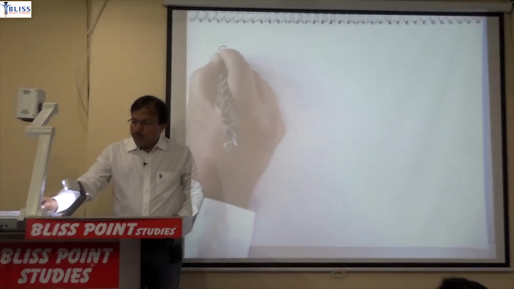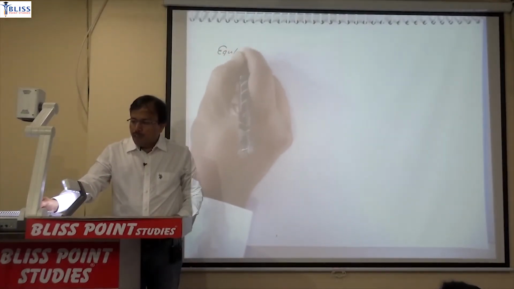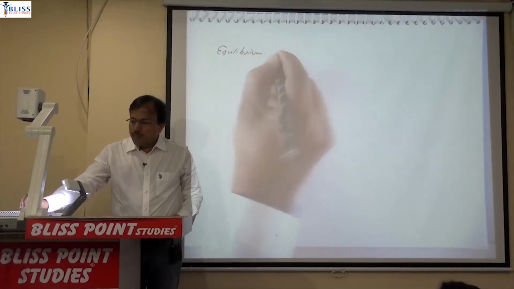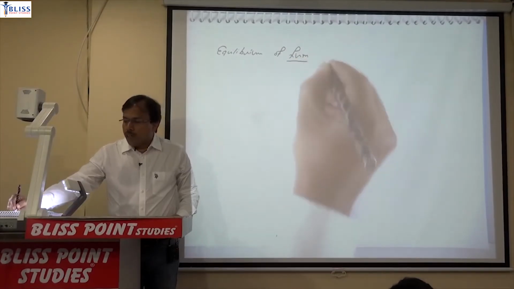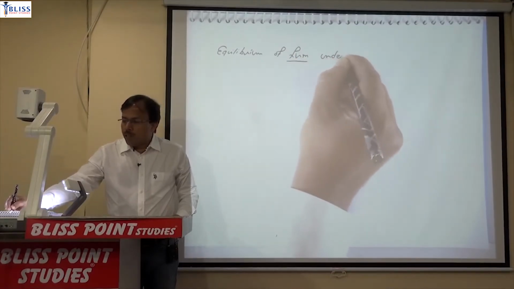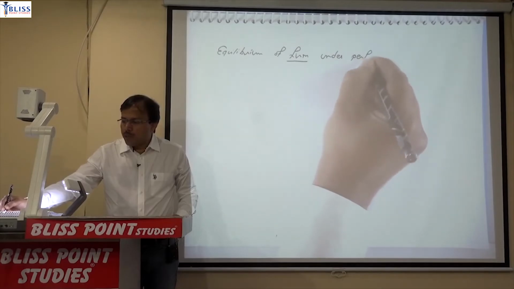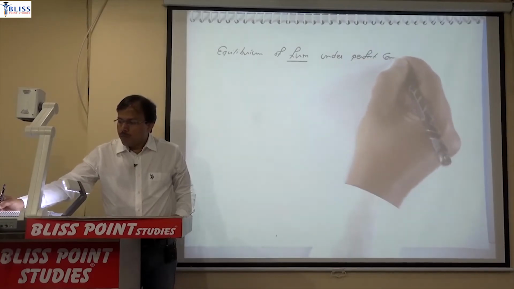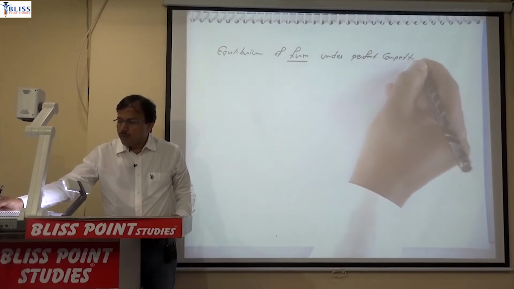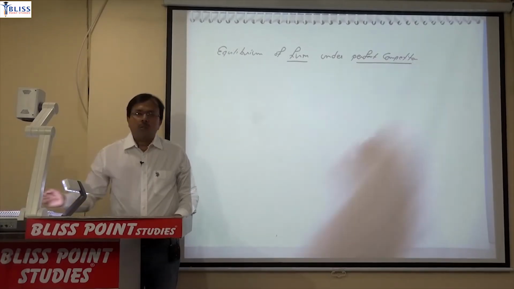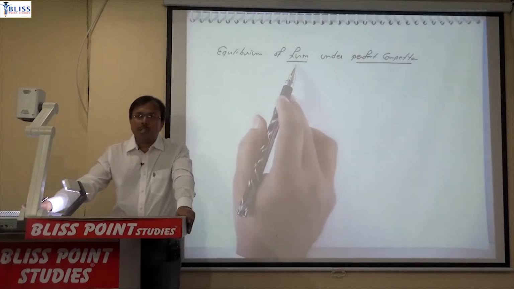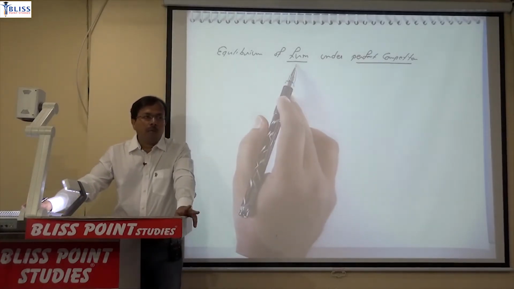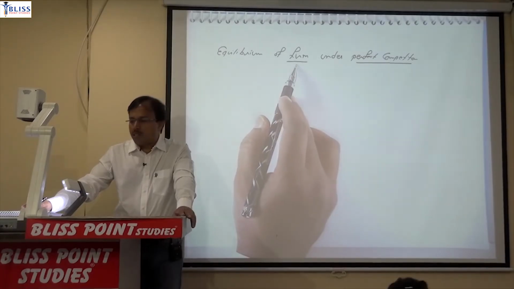So we have to determine first of all the equilibrium of the firm, and it is the equilibrium of the firm under perfect competition. So we are referring to a perfect competition market. Within that perfect competition market, we are talking about one single firm. And remember, the firm is a price taker. Firm cannot change market price.